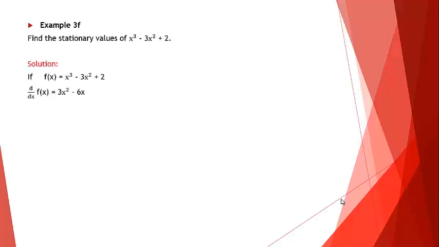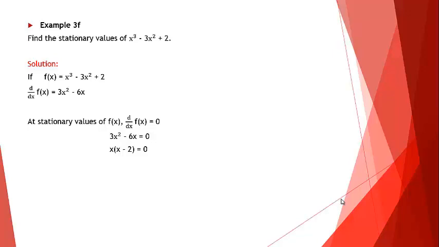So consider this example: find the stationary values of x cubed, take away 3x squared plus 2. If f of x is equivalent to x cubed, take away 3x squared plus 2, then the differentiation of f of x with respect to x is 3x squared, take away 6x. At the stationary values of f of x, this derivative equals 0. So if we equate 3x squared take away 6x to 0, then taking the x out and factorizing gives us x times bracket x take away 2 equals 0.